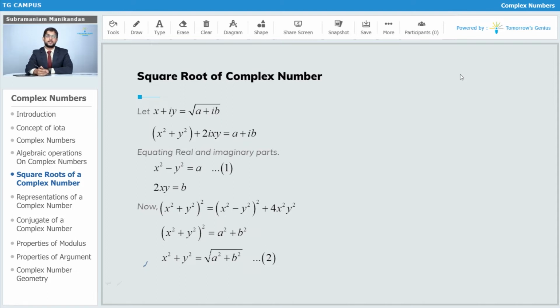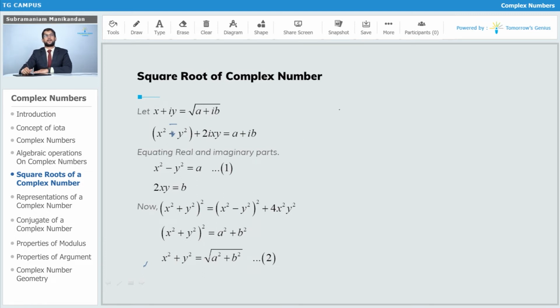And squaring both sides, I will get x square plus y square plus 2ixy equals a plus ib. Okay, so here it will be x square minus y square and not x square plus y square. So just make that correction. x square minus y square is equal to a, and 2xy is going to be equal to the real number b.